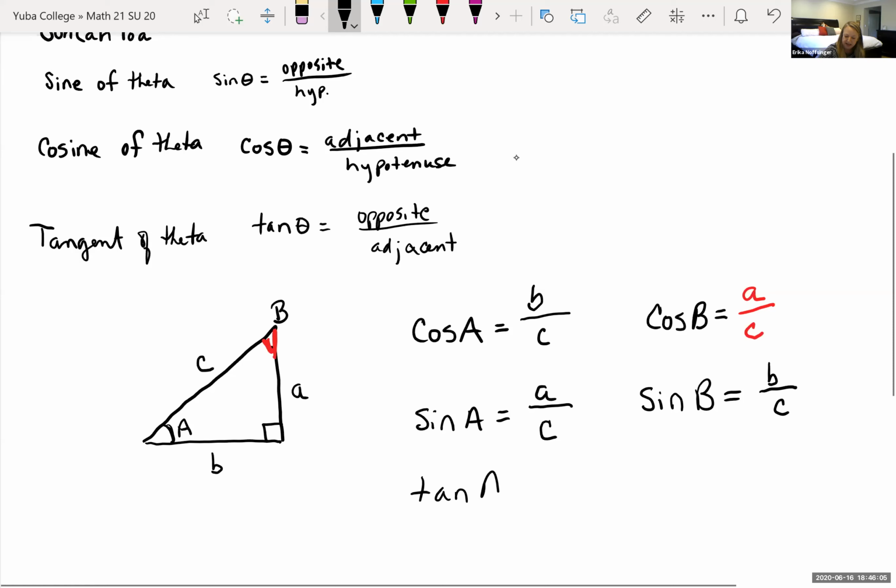So tangent of A, so that's adjacent over hypotenuse, I'm sorry, adjacent over opposite. So looking at A, adjacent is not the hypotenuse side, so it would be side B, all over the opposite. So opposite of A is side A. And then tangent of B, so looking at B, opposite is side B, and adjacent, oops, sorry, something's wrong. A is opposite.